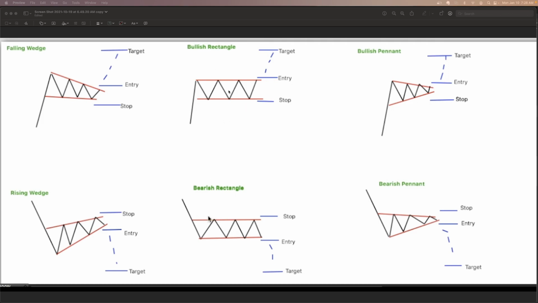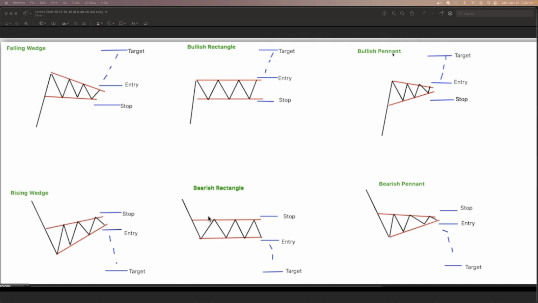Bullish Rectangle. We're going long. Again, you have some sellers up here, buyers here, sellers here, buyers here, and they are on equal footing. There's just as many sellers as there are buyers, but your entry is when you run out of sellers and the buyers take over, and then it breaks out of that channel.